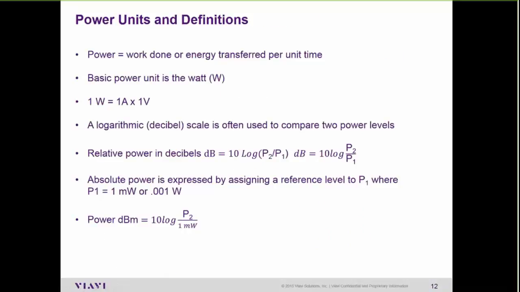So what are we really talking about when we're talking about power? Power is just work done or energy transferred per unit of time. So you're wanting to take some energy and transmit it out your antenna, and that energy needs to be able to transit through the free air to the antenna on your user and be able to be read as a valuable signal at that particular point. The basic unit of power is the watt, which is basically 1 amp times 1 volt. But hardly anybody talks in watts these days.